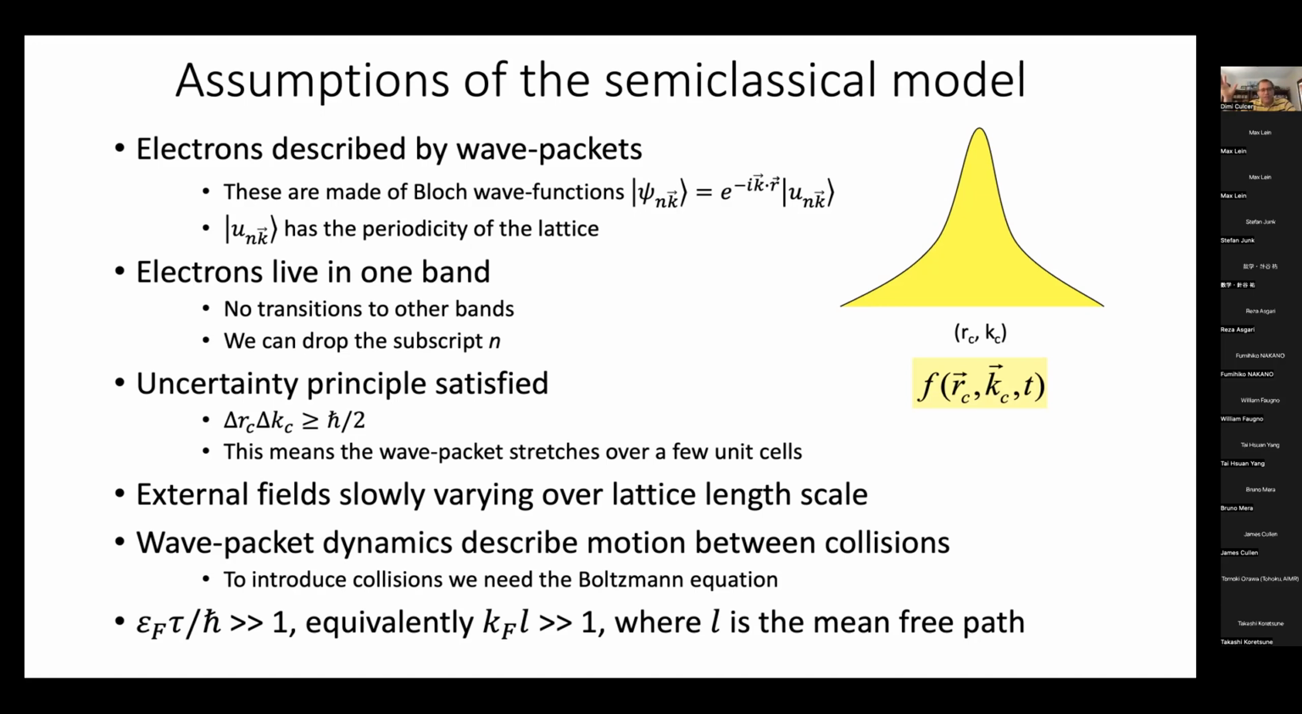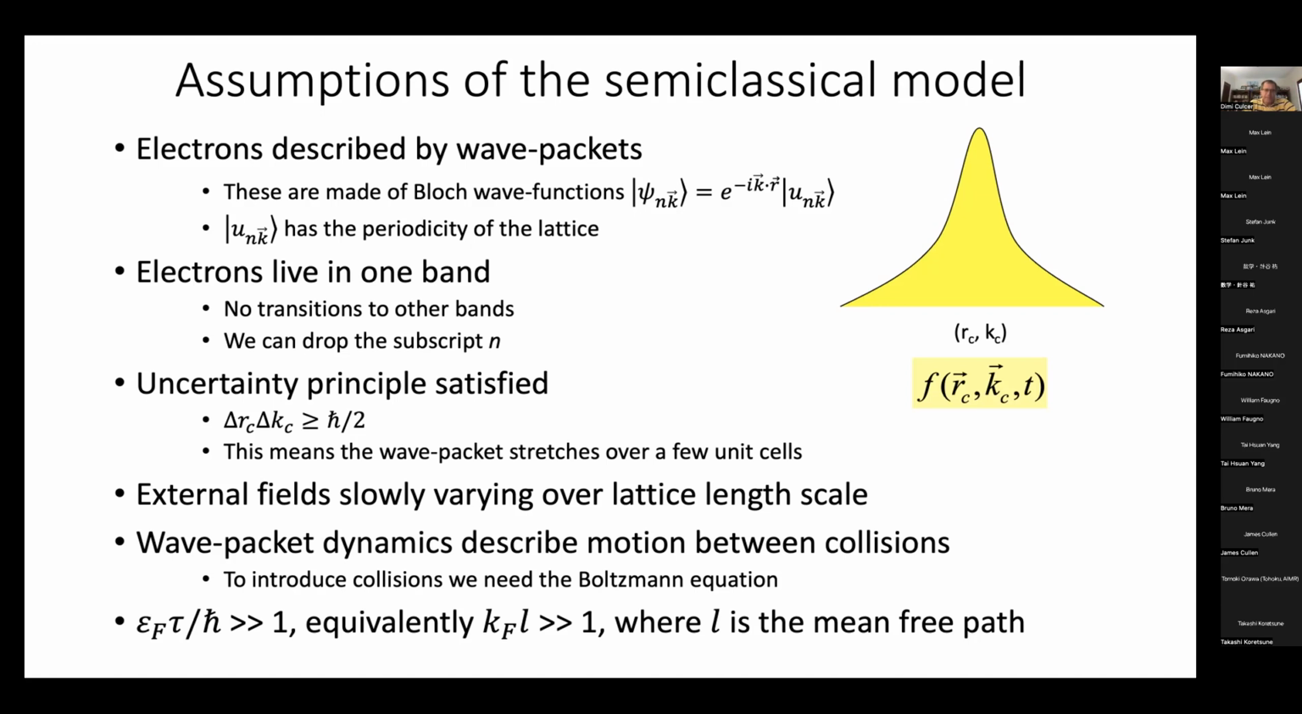The wave packet is going to extend over a few unit cells because we always have to satisfy the uncertainty principle. And as long as we satisfy the uncertainty principle, then we can talk about simultaneous changes in RC and in KC. So we can talk about where the electron is and where the electron is going, right? We assume that the external fields, so the electric and magnetic fields, are slowly varying. This is a standard assumption.